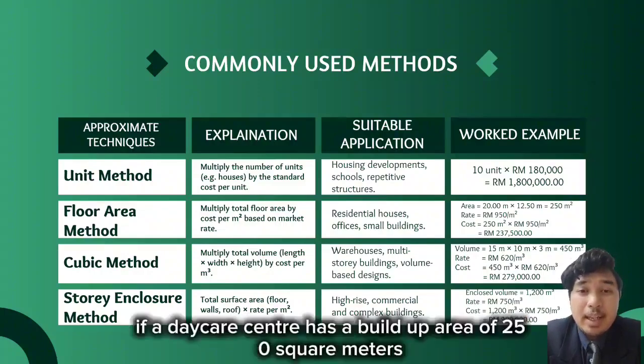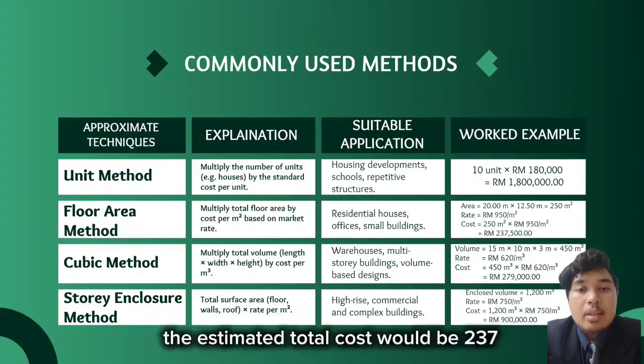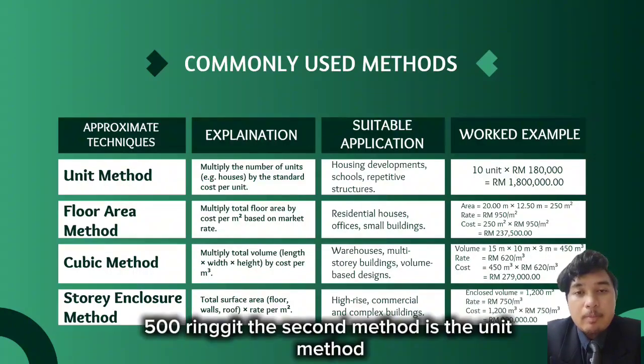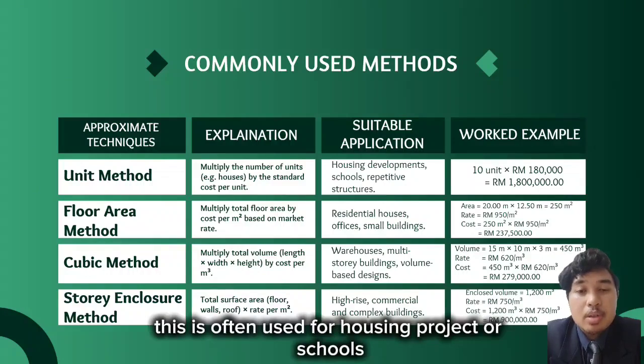For example, if a daycare center has a built-up area of 250 square meters and the cost rate is 950 ringgit per square meter, the estimated total cost will be 237,500 ringgit. The second method is the unit method, which estimates cost based on the number of units. This is often used for housing projects or schools.